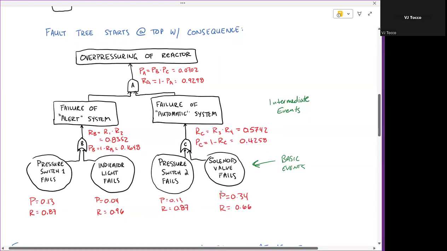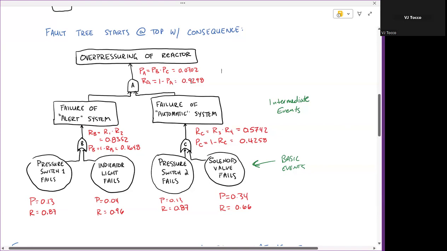Similarly to how I calculated the probability of failure given the reliability here, I'm also going to do the reverse. I'm going to calculate the probability of failure by subtracting the reliability from 1. And that's helpful because the AND gate requires me to calculate the probabilities of failure by multiplying these two things together. So again, PB is 1 minus RB, or 16.5%. PC is 1 minus 0.57, or 0.43. So I multiply those two things together, I get an overall probability of failure for the entire system of 7%. Therefore, I can conclude that the reliability of the entire system is about 93%.